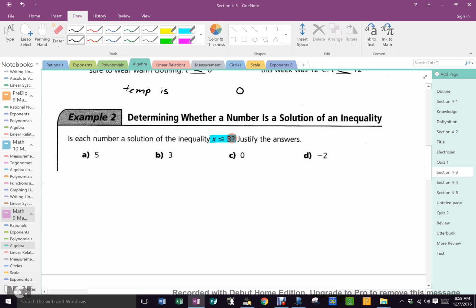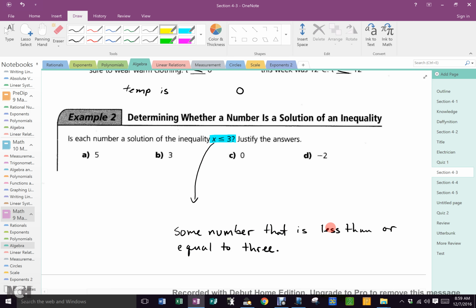Some number. Some number is x, right? So this is some number that is what? Less than or equal to 3. So where do those numbers that are less than 3 live on a number line? Left. So if I draw a number line, there's 3.